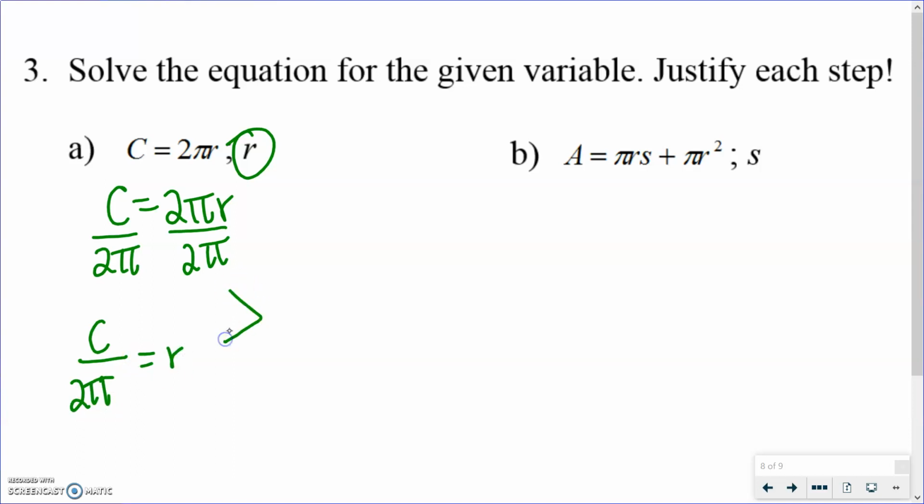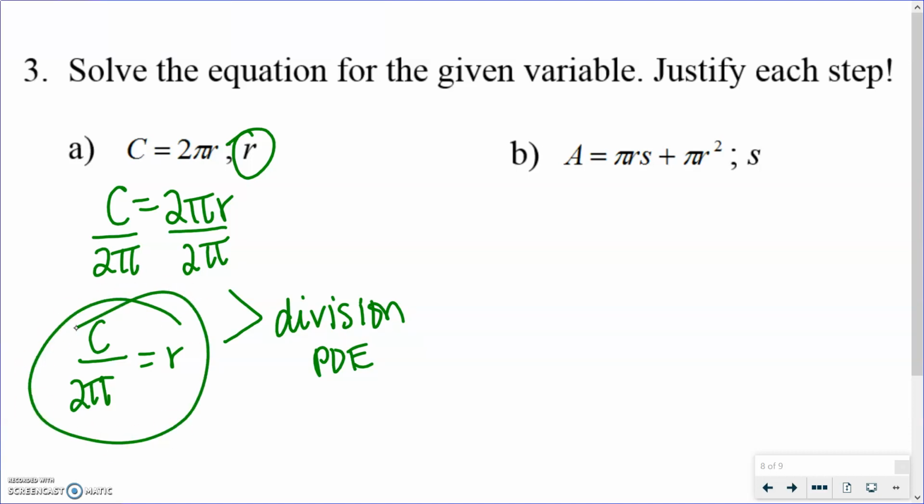And so our justification here, or our reason, would be division property of equality. Okay, and the reason we have this crazy equation with a c and a 2 and a pi, is because that's an actual formula for the circumference of a circle. And so this is when that would be helpful: hey, I have the circumference, but I want to find the radius. And so now, if I solve it for r, I have that new formula. And so that's why we would manipulate this equation.